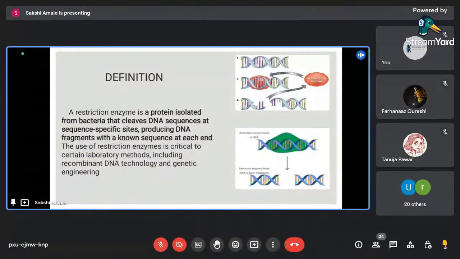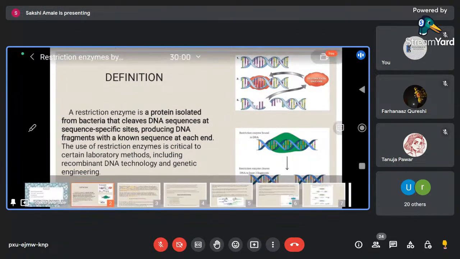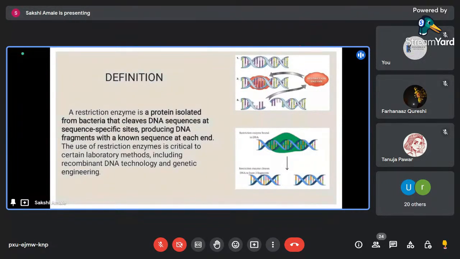So here is the definition of restriction enzyme. A restriction enzyme is a protein isolated from bacteria that cleaves DNA sequence at sequence-specific sites, producing DNA fragments with a known sequence at each end. The use of restriction enzymes is critical to certain laboratory methods, including recombinant DNA technology and genetic engineering.